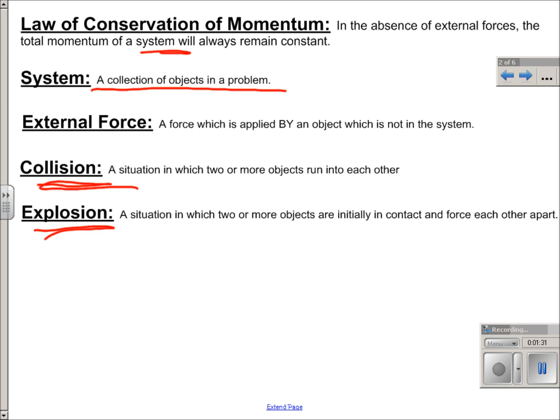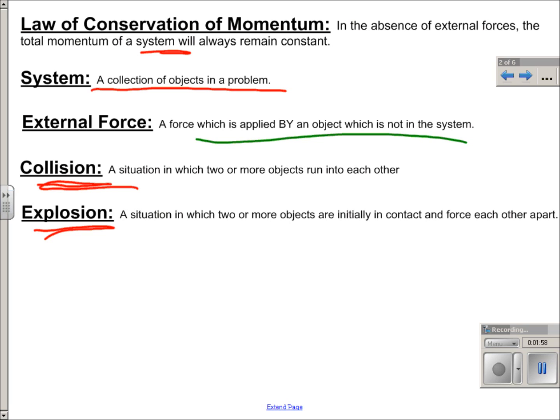Now, an external force is a force that's applied by an object that's not in the system, okay? So usually when you're talking about conservation of momentum, you would just define your system to be all of the objects that are applying forces on each other, all right? So based on that, you've got this collection of objects that are either running into each other or pushing off of each other or whatever.